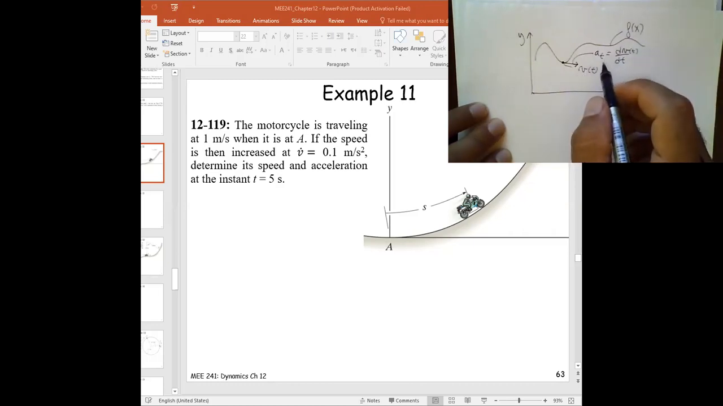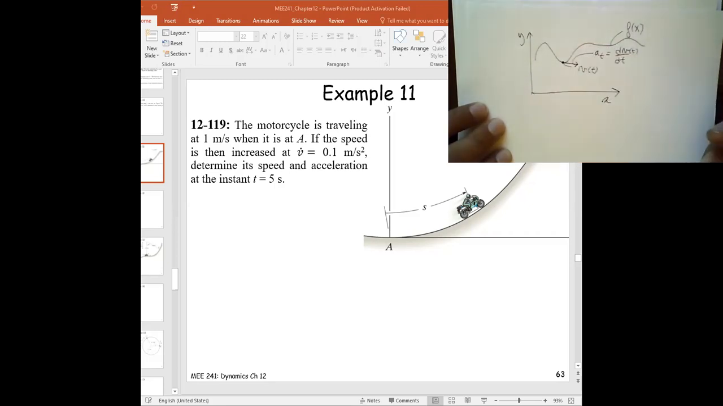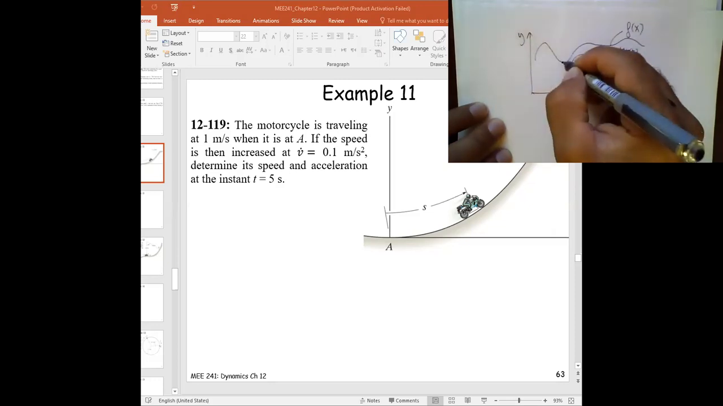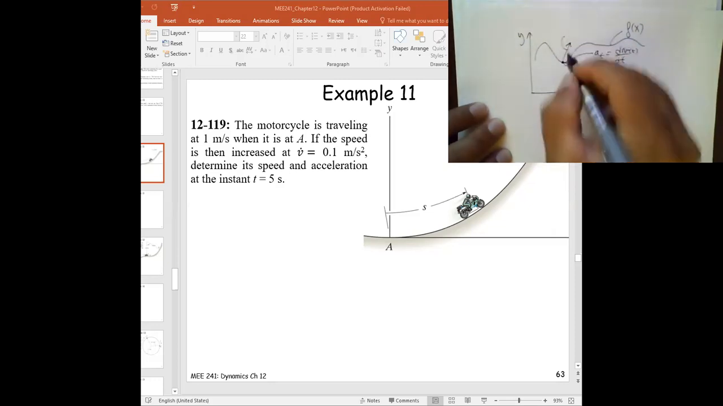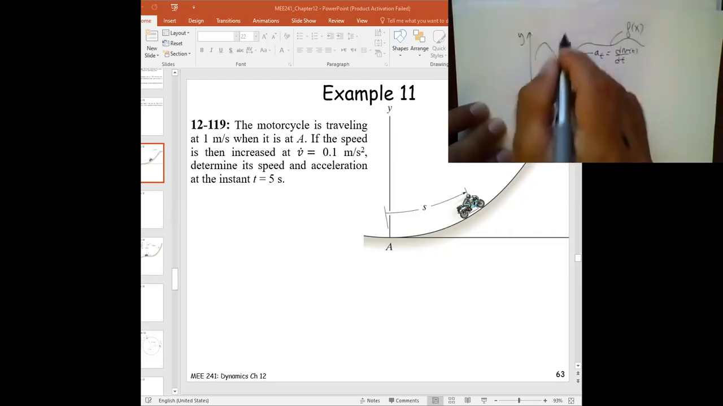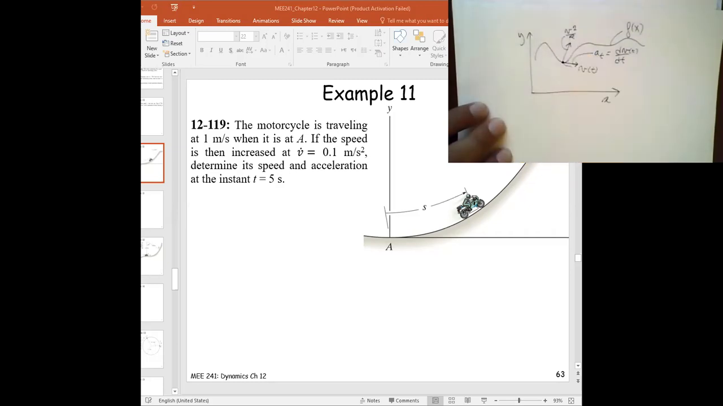And the other component is going to be equal to what? V squared over R, exactly. So you're looking at the instantaneous velocity, and this acceleration here is equal to V squared over R.